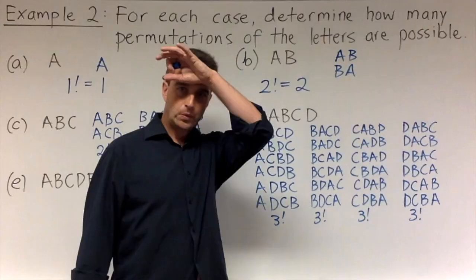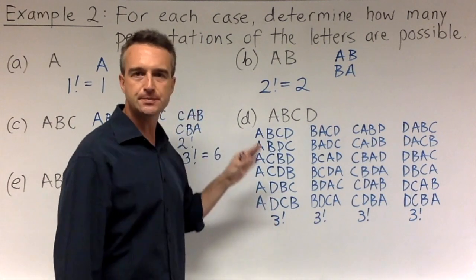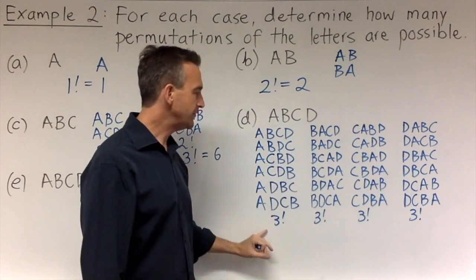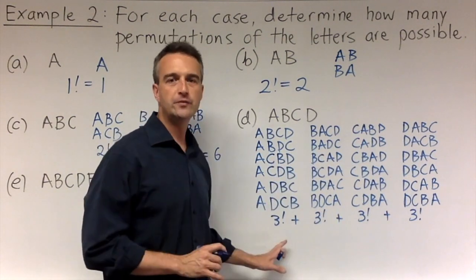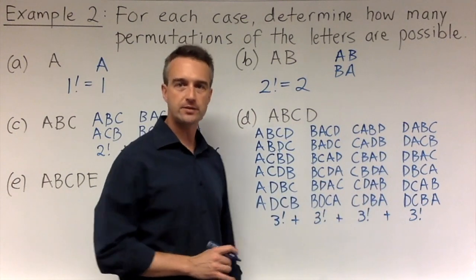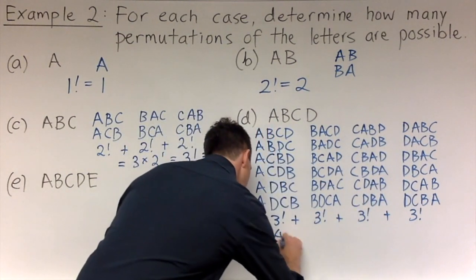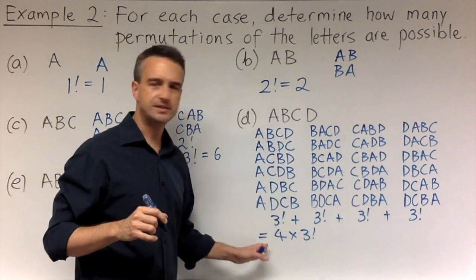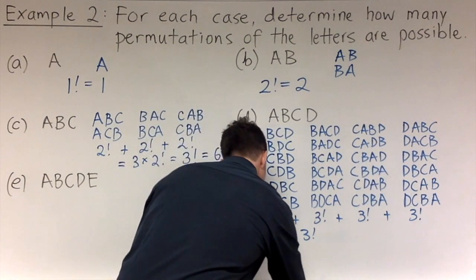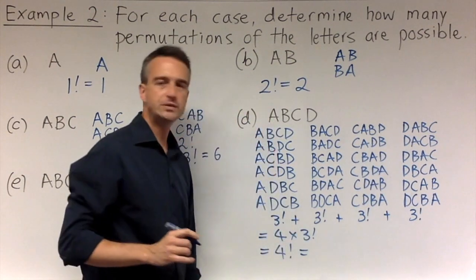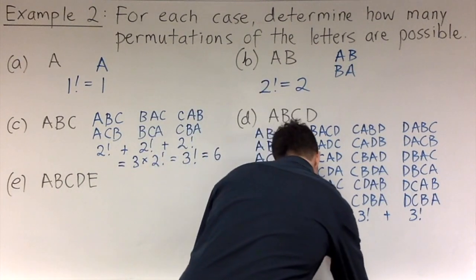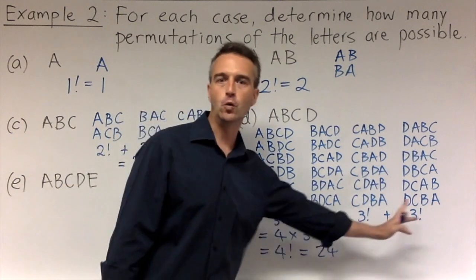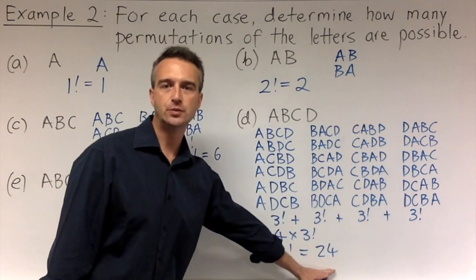He may have cheated. And as you can see, we get 6 permutations for each beginning letter: A, B, C, and D. 3 factorial, and there are 4 lots of them. 3 factorial added together 4 times will give us 4 times 3 factorial, which is simply 4 factorial, which gives us 24. And as we can see here, this agrees. We have 6 by 4 permutations, giving us a total of 24.